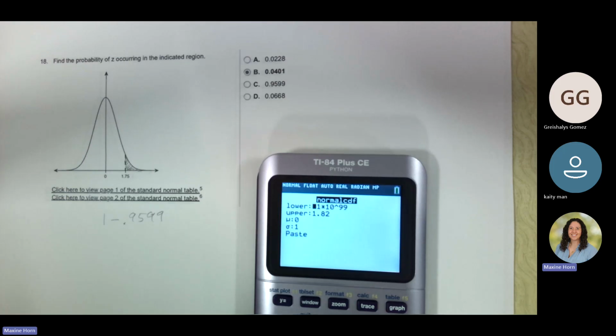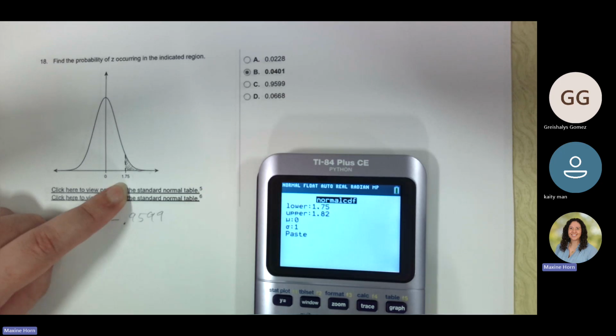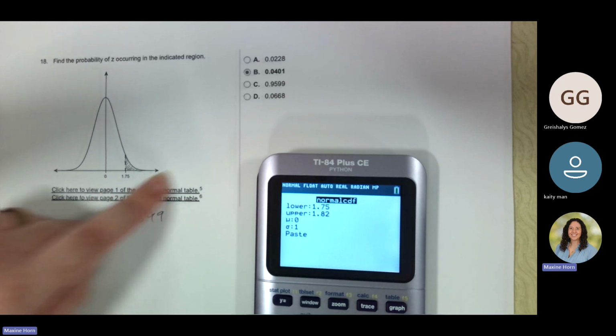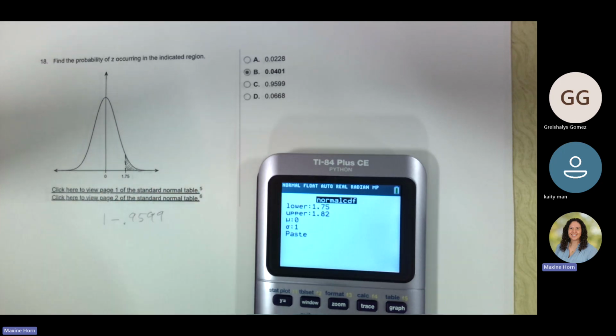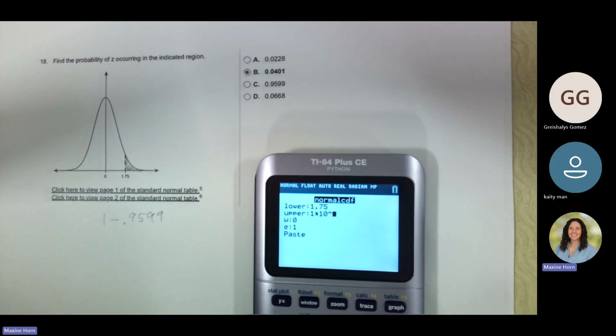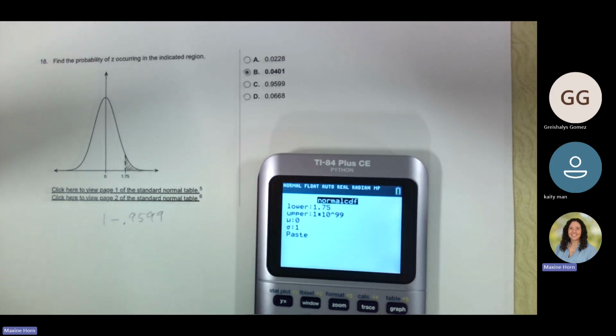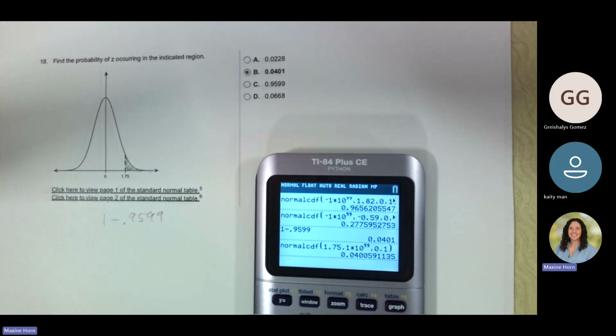I gotta arrow down, I gotta say, oh, no, that's not my lower. My lower boundary is 1.75. My upper boundary is infinity, but I can't type that in. So instead I'm going to type in 1 times 10 to the 99th. And then my mean and standard deviation are 0 and 1. And then if I round that appropriately, I'll get 0.0401.